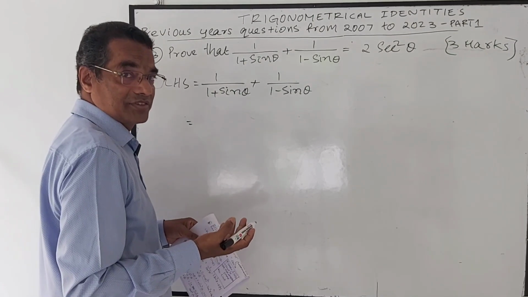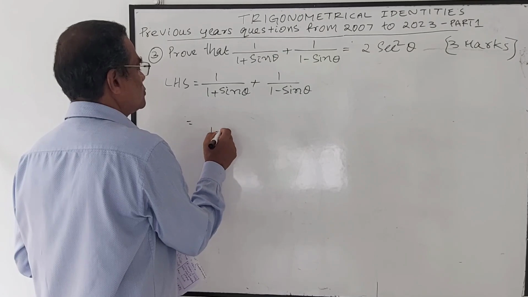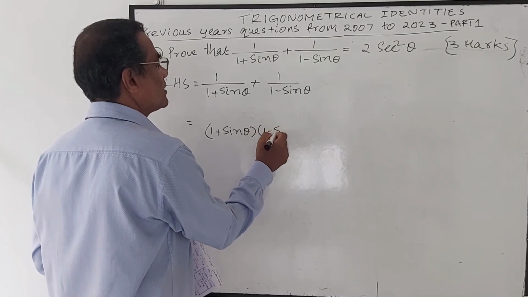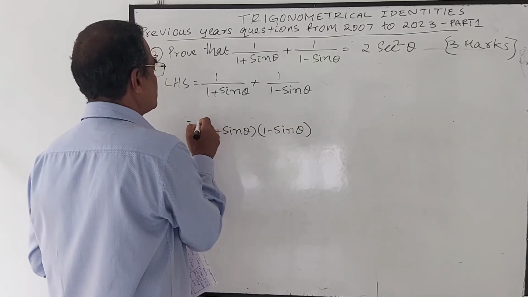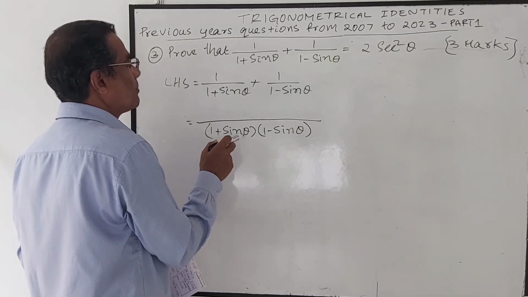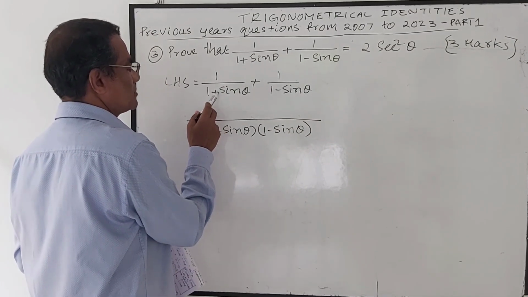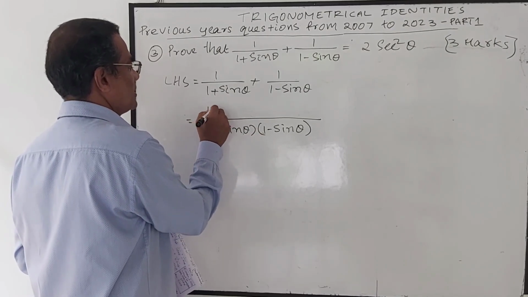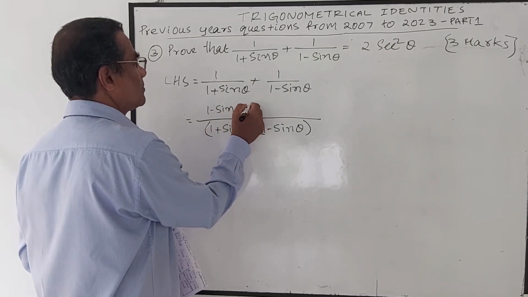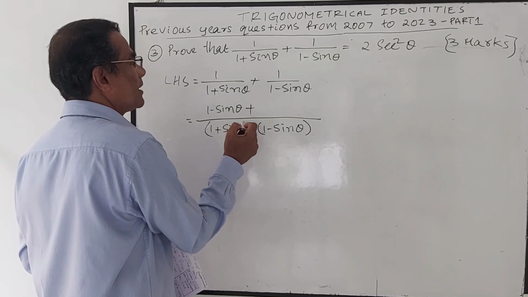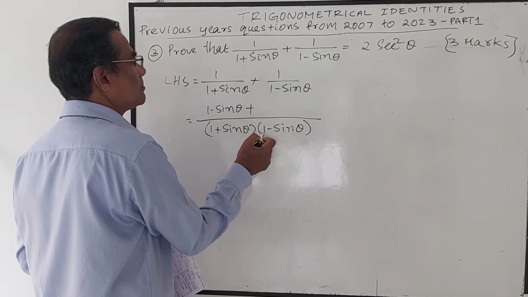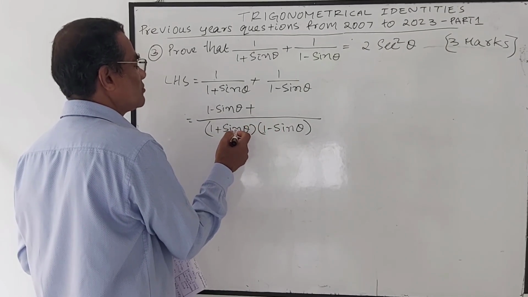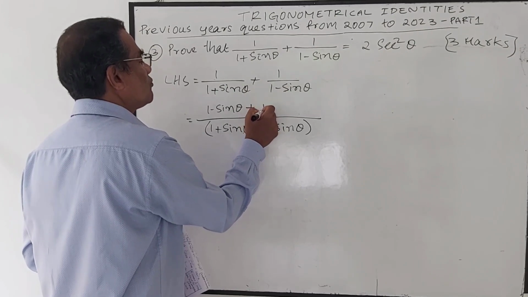So the common denominator is 1 plus sin theta into 1 minus sin theta. Then divide this common denominator by the denominator of this fraction, so you will get 1 minus sin theta. 1 minus sin theta into 1 is 1 minus sin theta, plus here again divide by this denominator, so you will get 1 plus sin theta. 1 plus sin theta into 1 is 1 plus sin theta.